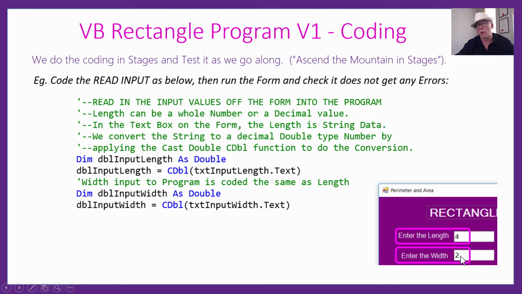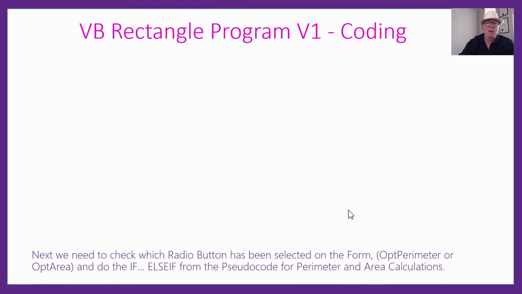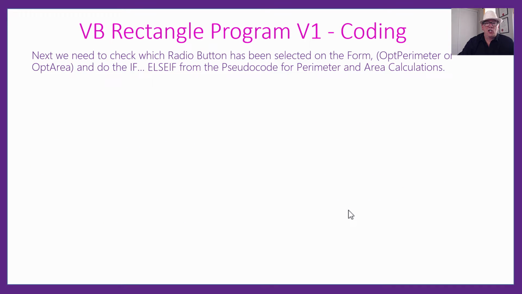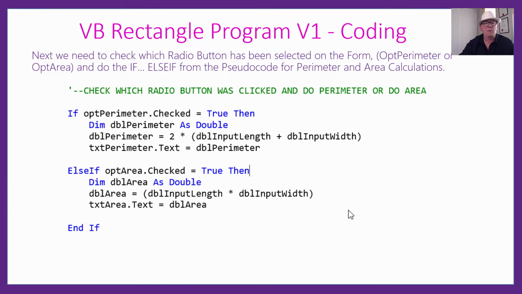Okay, can they just put a couple of numbers in the text boxes, and does that work? Good. All right, then we can go on to the next thing. Now, the next thing we need to do is check which radio button's been selected, because if you remember back to the pseudocode, if they've picked the perimeter one, we need to do 2 times length plus width, but if they've picked area, we need to do length times width.